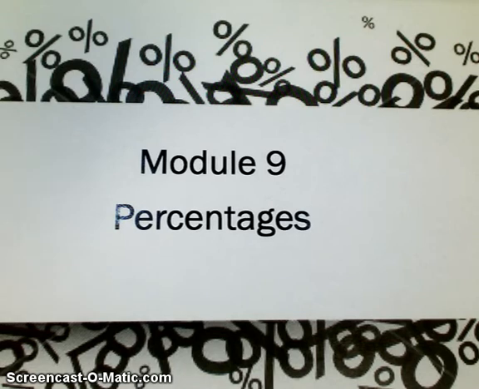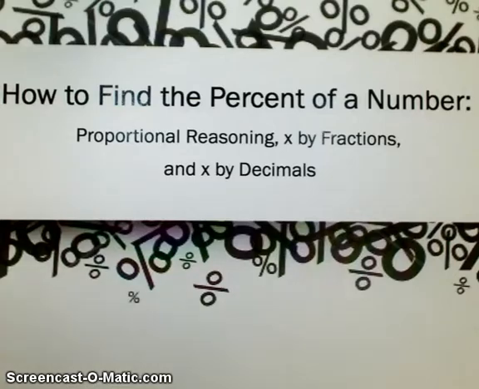Okay, 6th graders, today we are going to summarize all of Module 9 where we studied percentages. We've been doing this for a while, but we're going to get right to it. This is Module 9 with percentages. The first thing in this module that we had to learn is how to find the percent of a number. And we do this by using proportional reasoning, multiplying by fractions, and then also by multiplying by decimals.